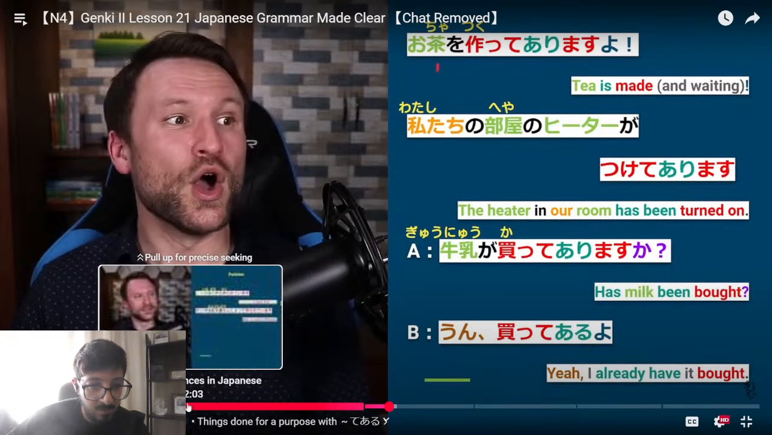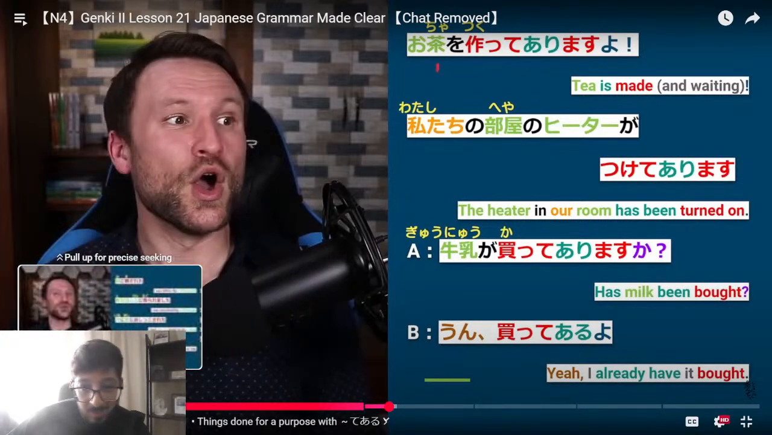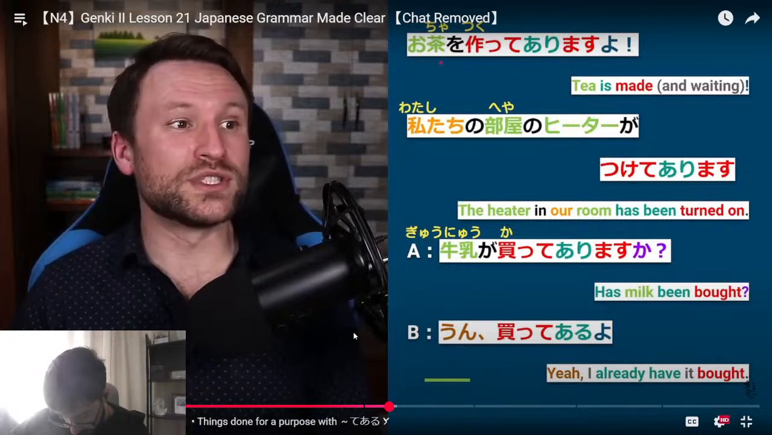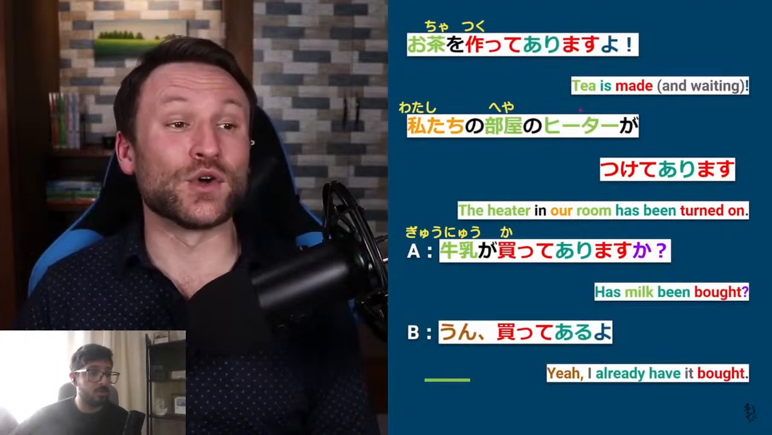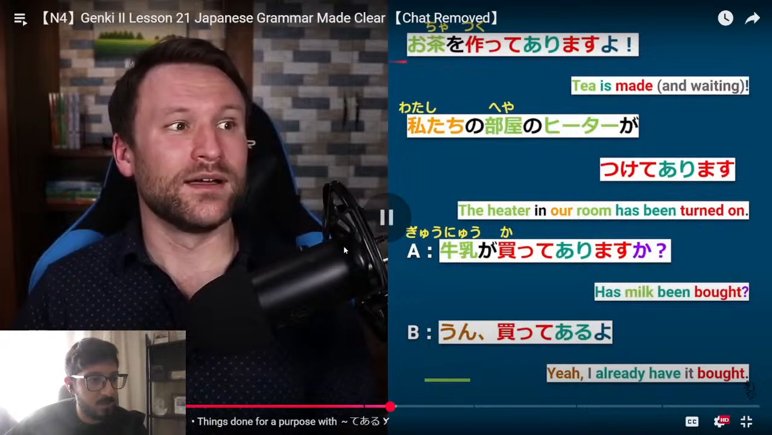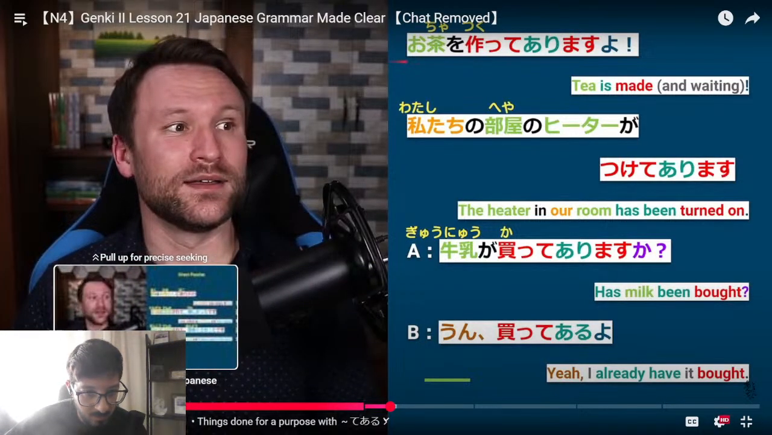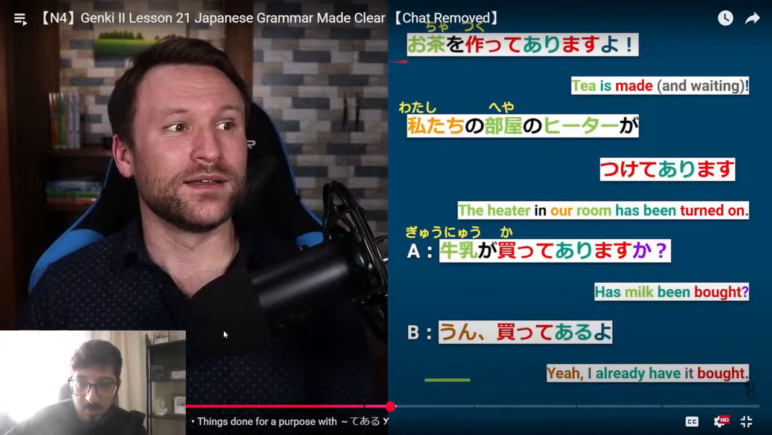But in passive sentences, we know it has been done by someone. So there is a victim, there is an act, and there is a doer. お茶を作ってありますよ。Tea is made and waiting. I think that's the case. I think it's clear from the sentences also. You see the examples.